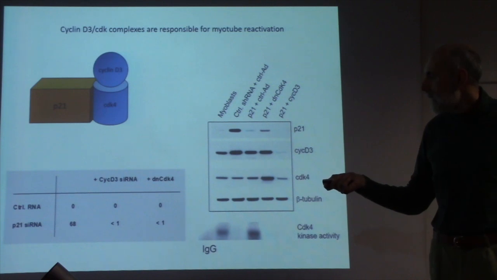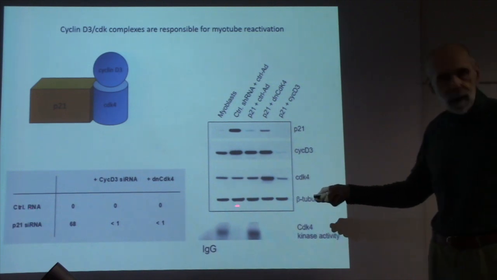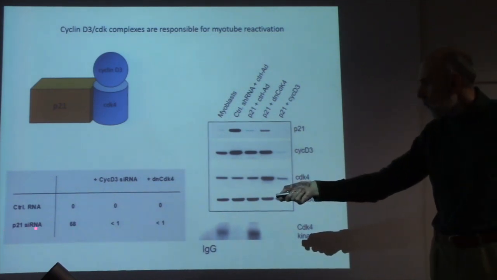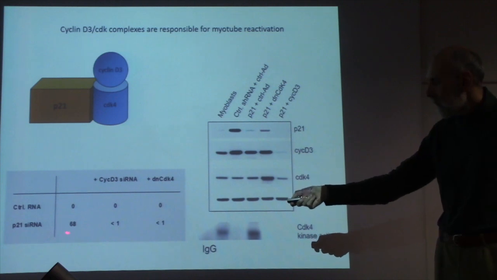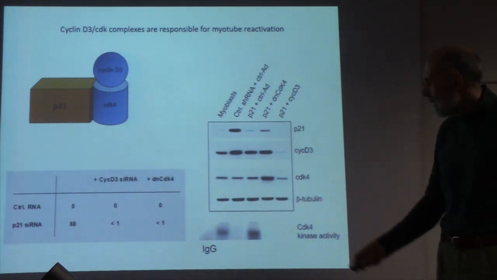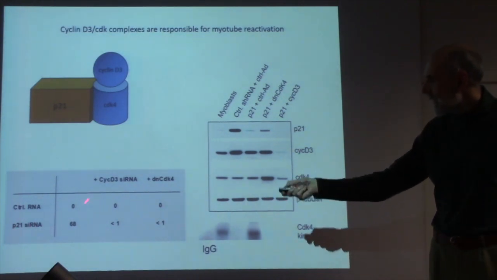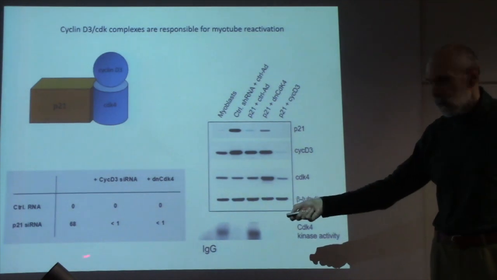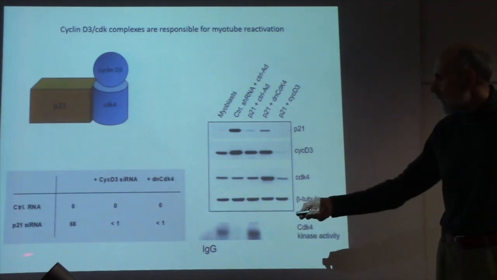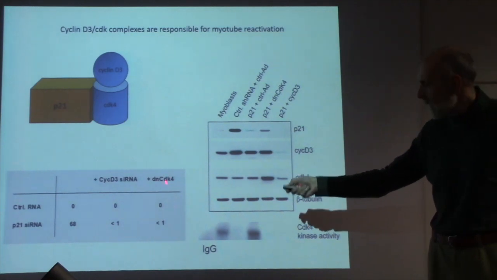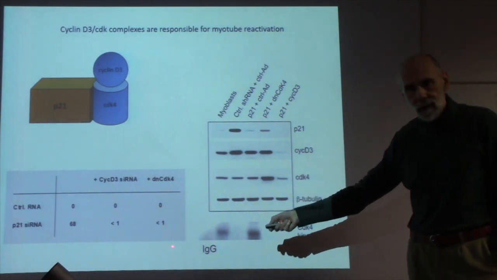If you interfere with control siRNA, no myotube, of course, re-enters the cell cycle. If you interfere with P21 alone, in this particular experiment you get 68% of the myotubes to re-enter the cell cycle. But if you interfere with P21 together with cyclin D3, this number drops to 0. If you interfere with P21 and inhibit CDK4, again the number drops to 0.